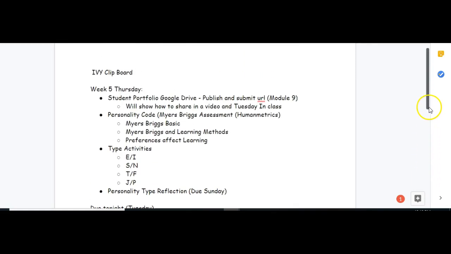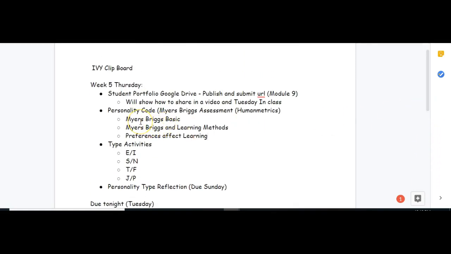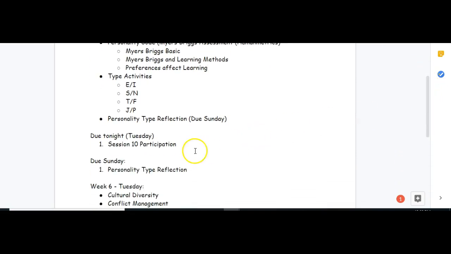I'd like to wrap up around this Myers-Briggs Basic because that's really important. Also, before I get into this, you will have to submit the Session 10 participation points. That is an activity on Myers-Briggs. So make sure you read the instructions for Session 10 participation points and the personality type reflection document. And that's in Module 10, I believe. I'll have to check and make sure on that. And I'll go over that after I get through this.